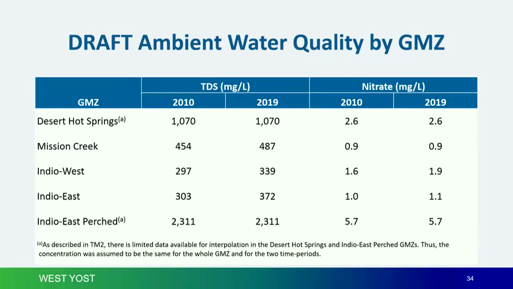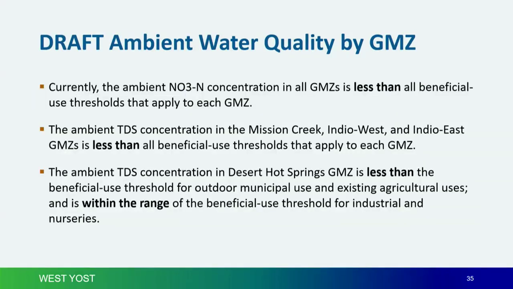And this is what we've come up with, and that we will be publishing in our draft memorandum for what we consider to be current ambient or historical ambient around the 2010 timeframe for these concentrations. Again, we can compare these concentrations to the beneficial use thresholds to do an initial assessment of beneficial use protection within each one of these management zones.